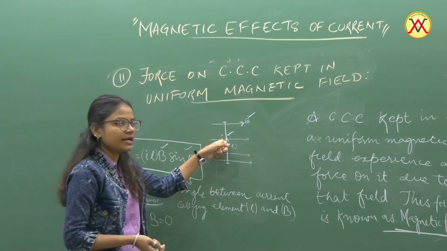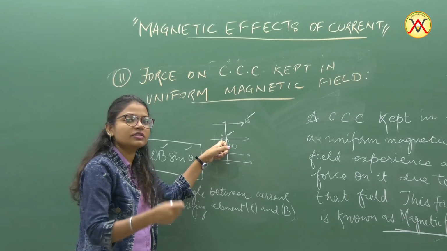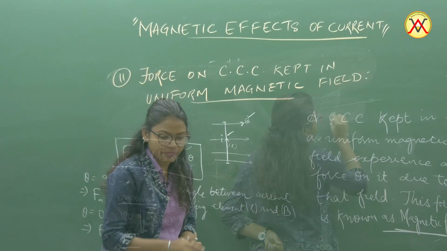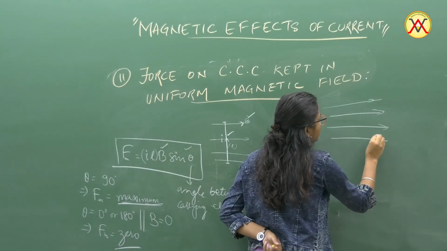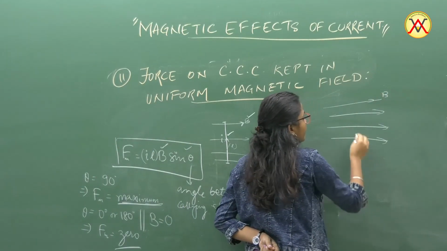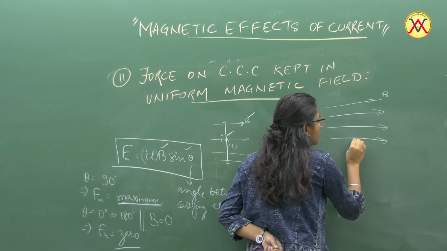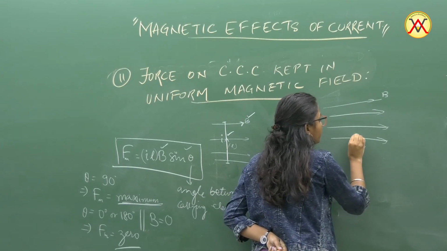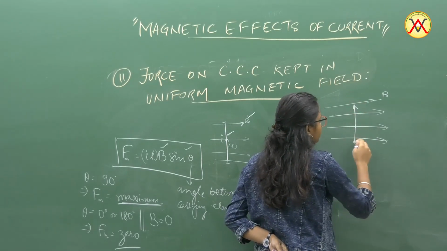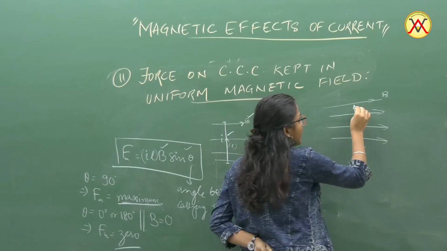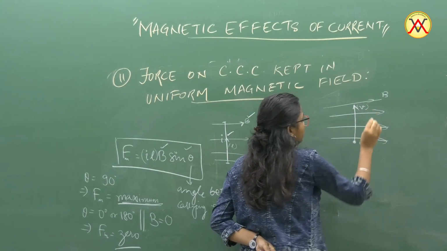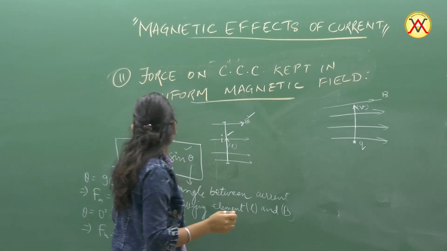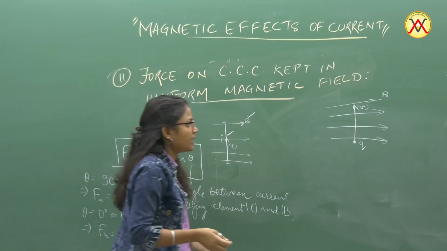What if instead of a current carrying conductor, we have a moving charge inside a magnetic field? Let us see that one. This is our magnetic field, uniform magnetic field B. There is a charge, a positive charge I am taking of value Q, which has been thrown inside this magnetic field with a velocity V. Okay, at that time, let's see what the value of our magnetic force will be.